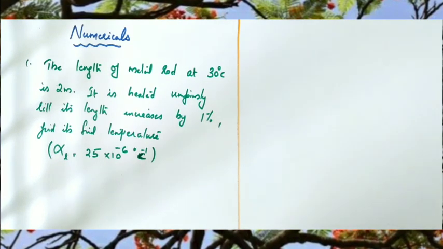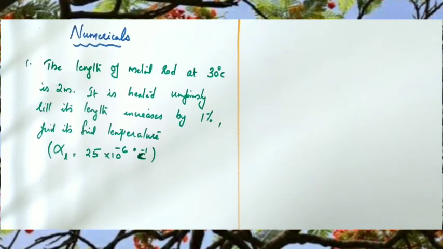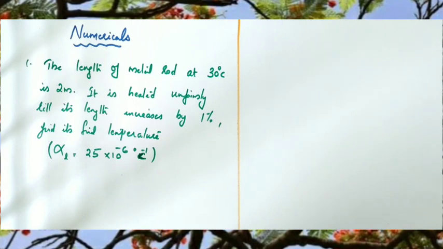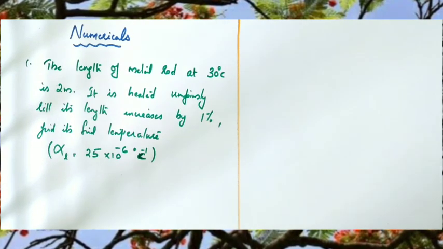First question: the length of a metallic rod at 30 degrees Celsius is 2 meter. It is heated uniformly till its length increases by 1%. Find its final temperature. Coefficient of linear expansion is 25 into 10 raised to minus 6 per degree Celsius.